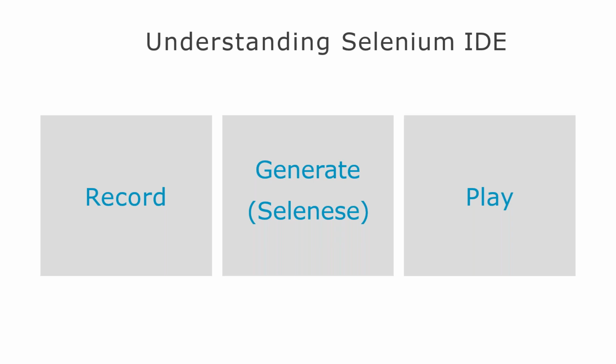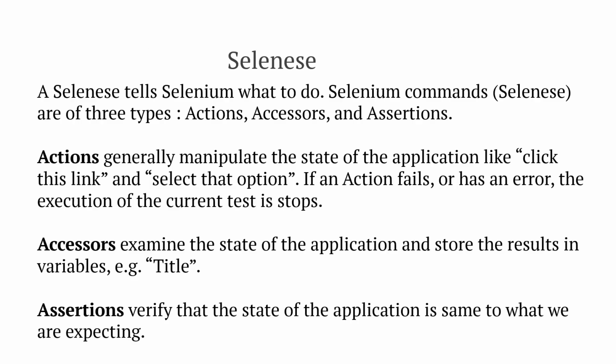So when you browse your web application and start testing that application, the IDE records that session and generates some code. That code you can run n number of times. The Selenium code will have three primary commands: actions, assessors, assertions.